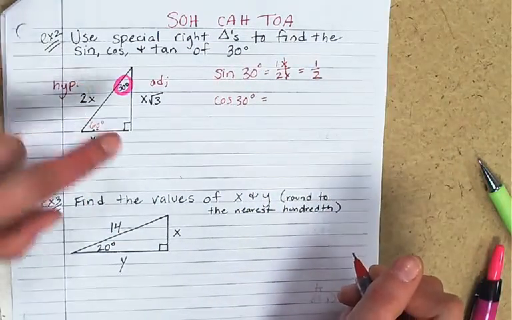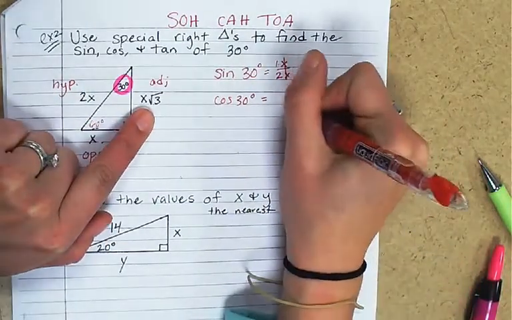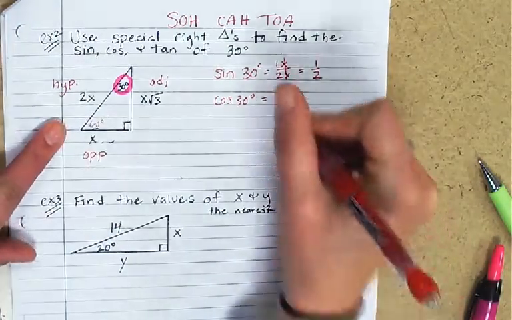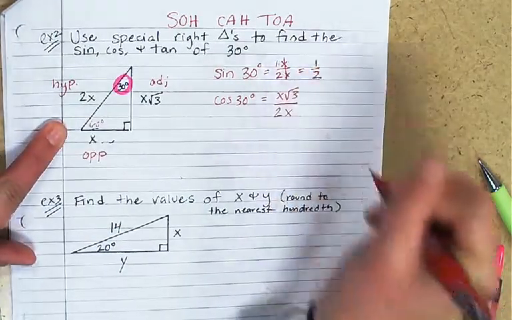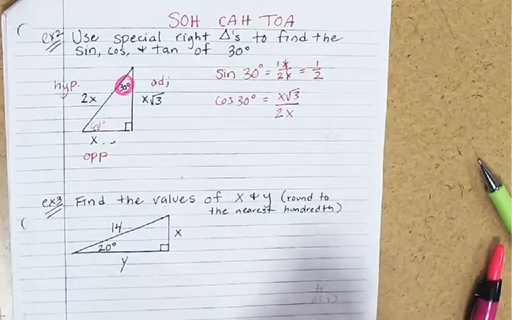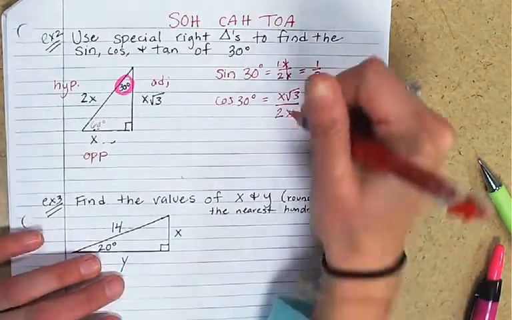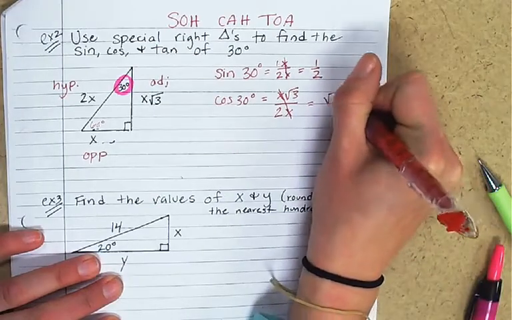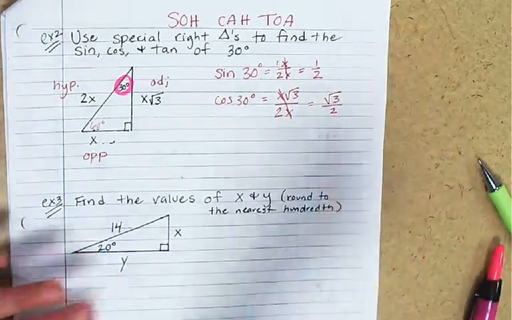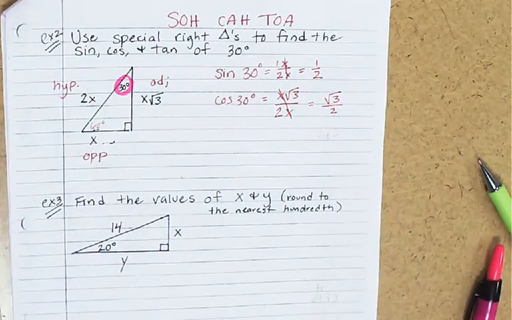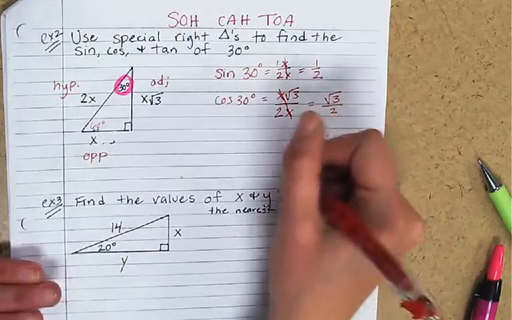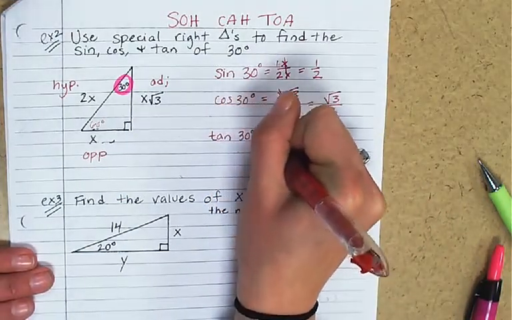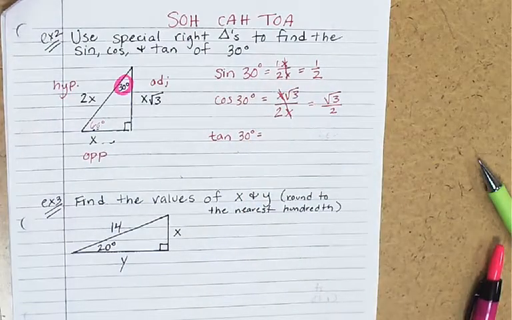Cosine of 30 degrees is going to be the adjacent, so x root 3 over the hypotenuse. So again, just like I said before, these ratios work for all triangles. So those x's cancel out. So cosine of 30 degrees is root 3 over 2. So the last one, see if you can start that one off.